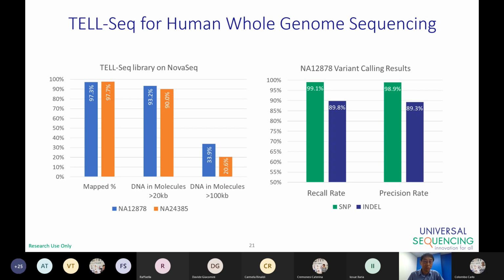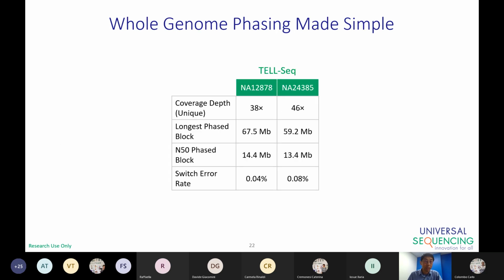So for whole genome sequencing, you look at the variants, SNPs and indels. For the SNPs, both recall rate and precision rate are around 99%, similar to standard shotgun data. And for the indels, it is about 90%. It's more or less comparable with standard shotgun performance.